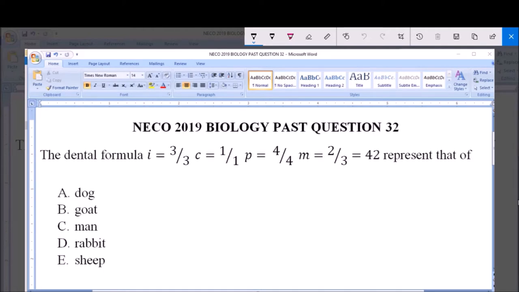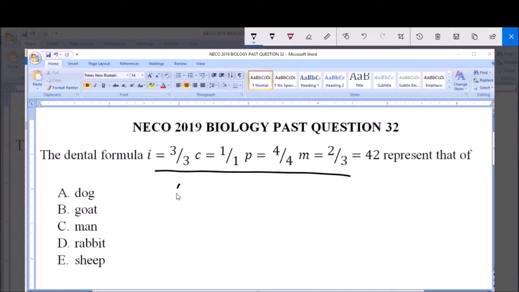Today I'm going to be answering NECO 2019 biology past question 32. The dental formula, that is I, the incisor, is equal to 3 over 3, C, the canine, is equal to 1 over 1, P, premolar, is equal to 4 over 4, and M, molar, is equal to 2 over 3, then everything together to give 42, that is 42 teeth, represents that of A, dog, B, goat, C, man, D, rabbit, and E, sheep. So we are asked to ascertain the animal that possesses this dental formula.